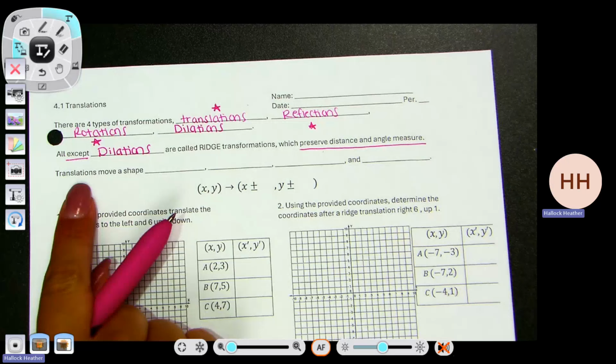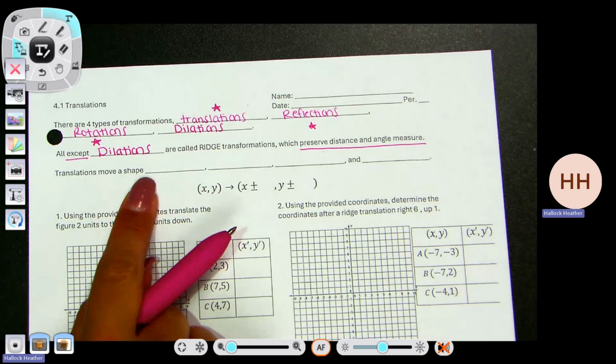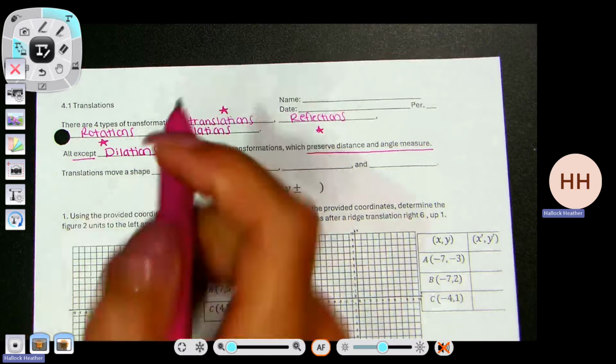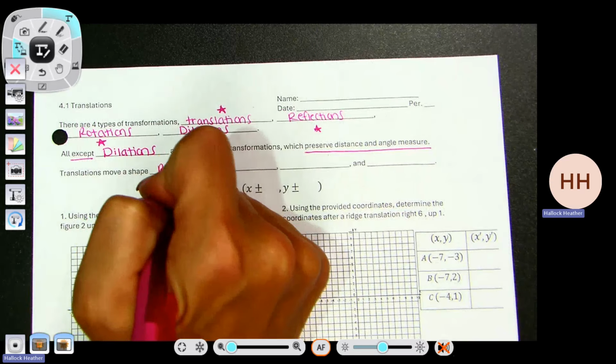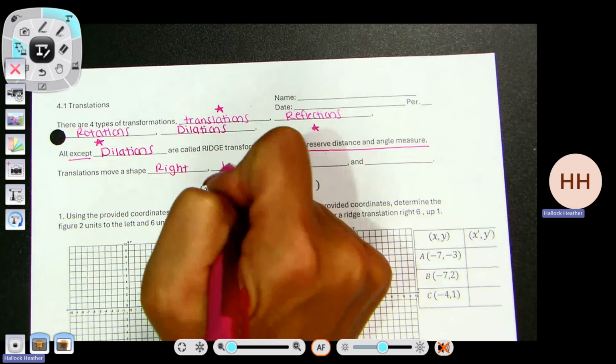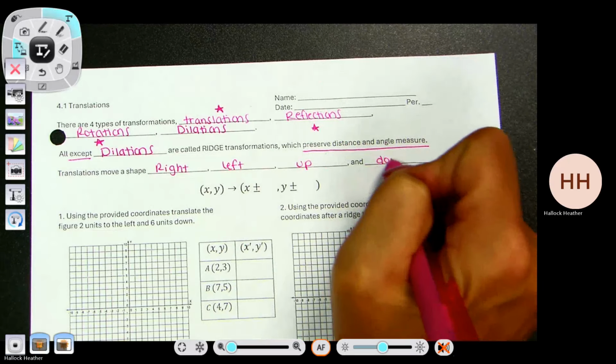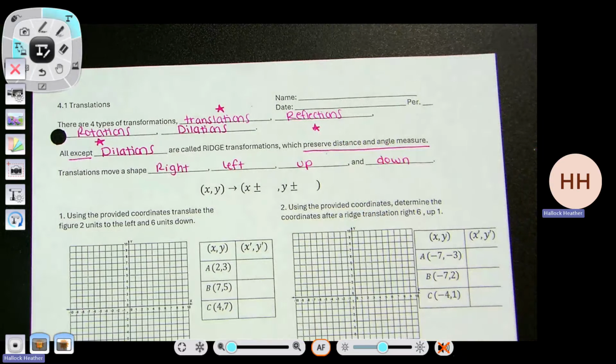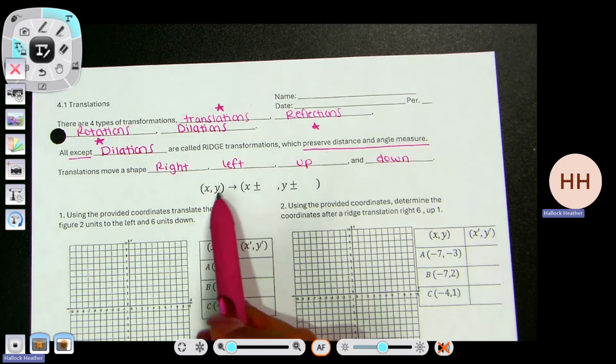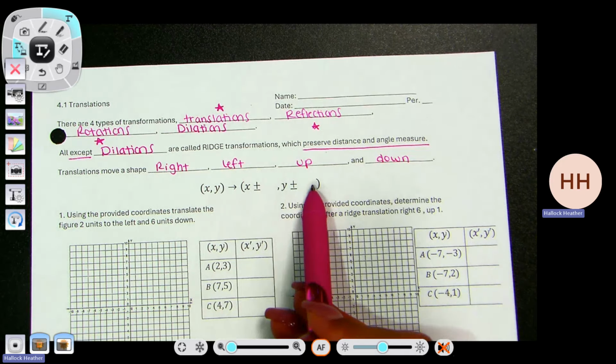So translations, the easiest kind, and that's why you're doing it today, is where you just move a shape left, right, up, down. We can move a shape to the right, to the left, up, and down. Sometimes they're written out in words, and it'll say translate the shape to the left, right, up, or down. Sometimes it'll be written out like an algebra equation.